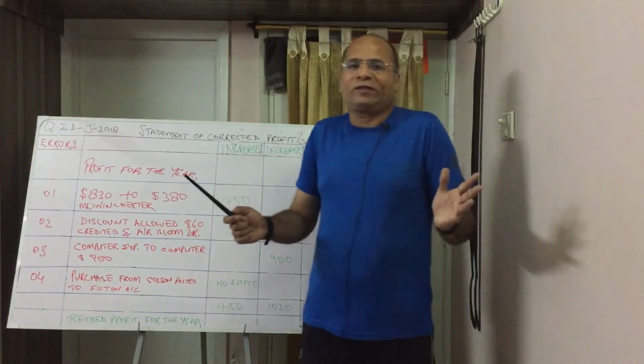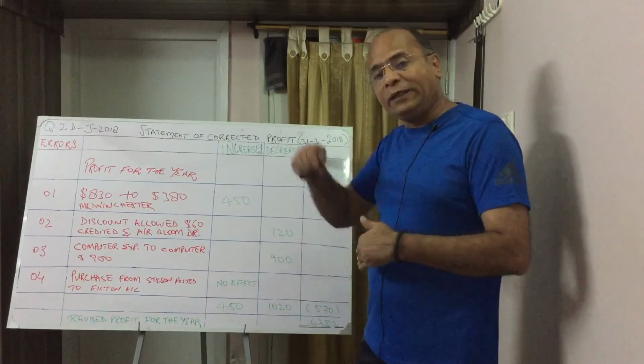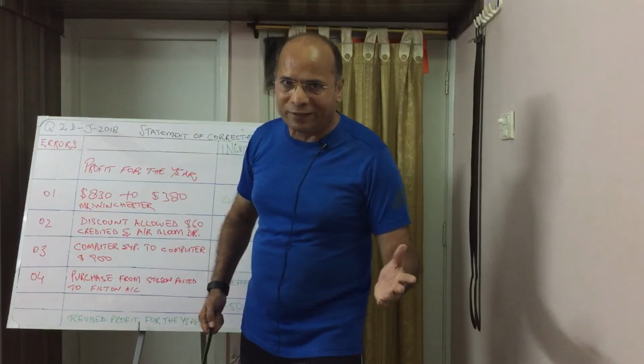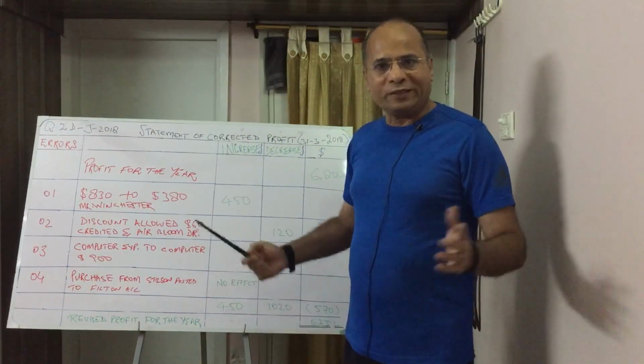The philosophy of the question is what? That unadjusted profit is being given to me. I'm supposed to increase the profit due to some transactions, and I'm supposed to decrease the profit due to some transactions, and finally I'll get the adjusted profit. I hope so the question is clear to you.